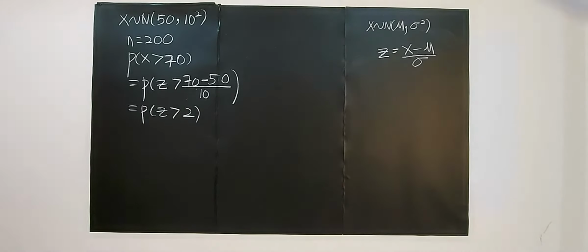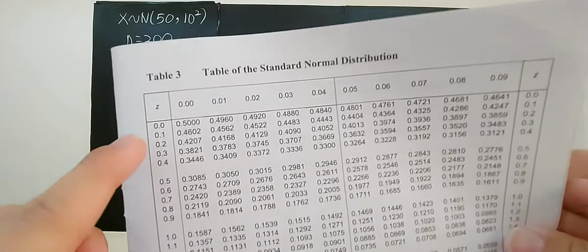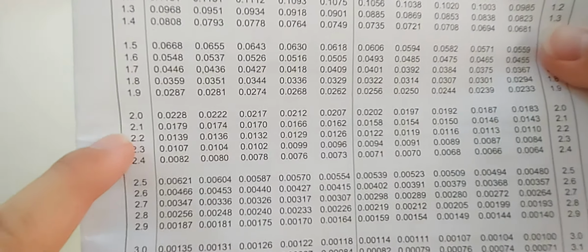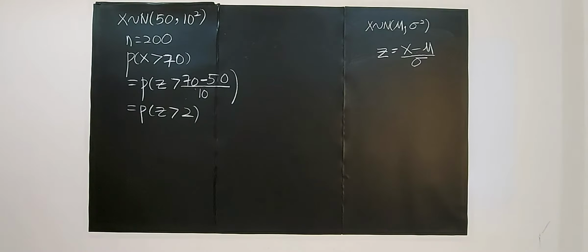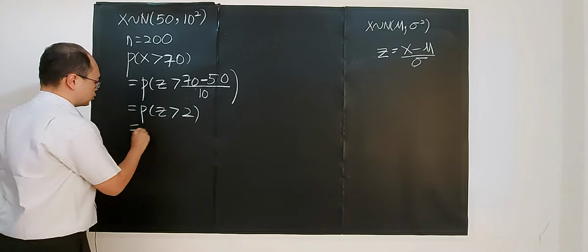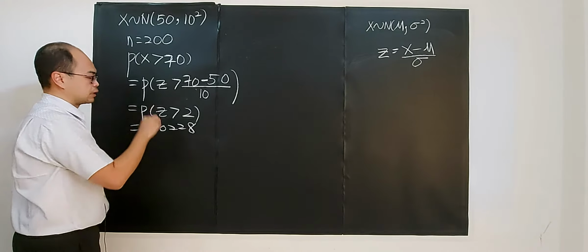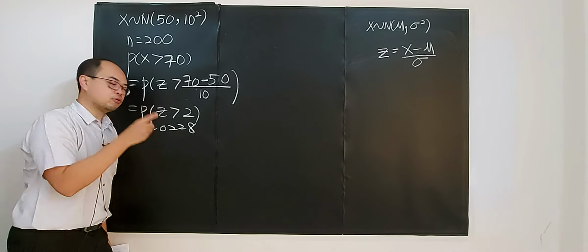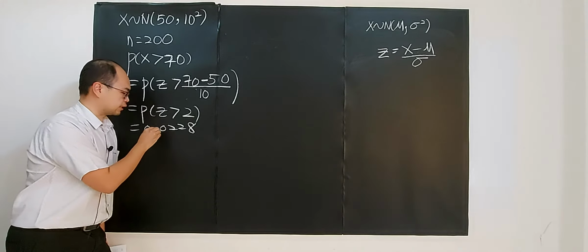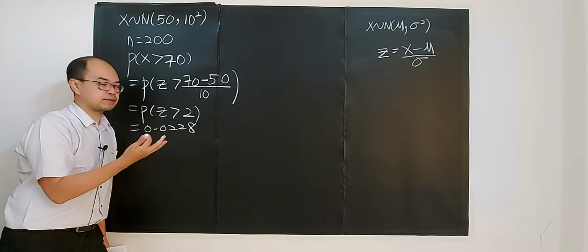With Z greater than 2, it's a positive value, so we can use the statistical table here. So we find table 3, and from table 3, where's the score Z? 2, right? 0.0228, right? This is actually the probability of students scoring greater than 70, not much, right? If you know the meaning of probability, you know this value is quite small. Only a few of them.